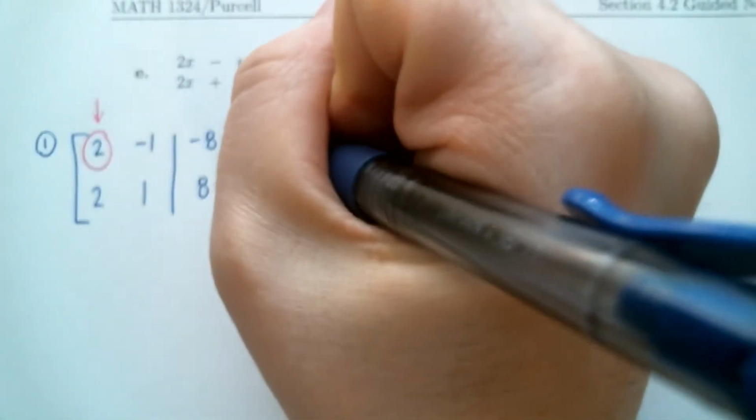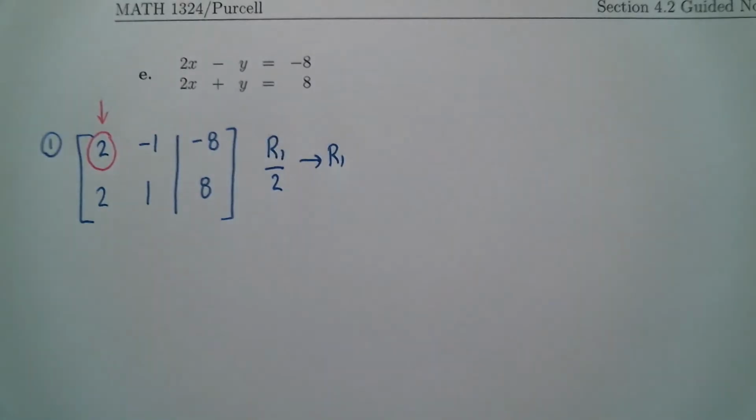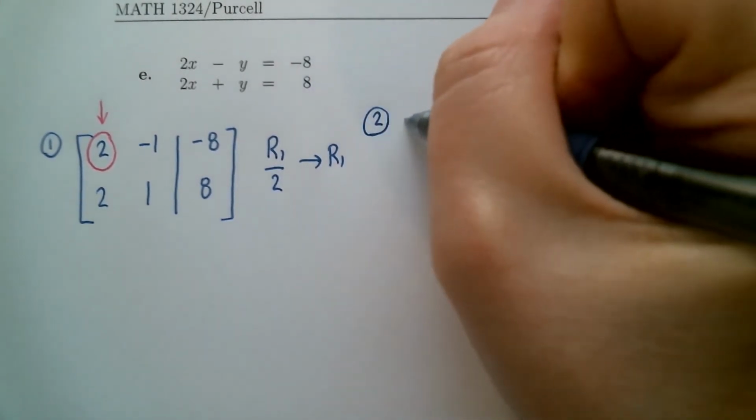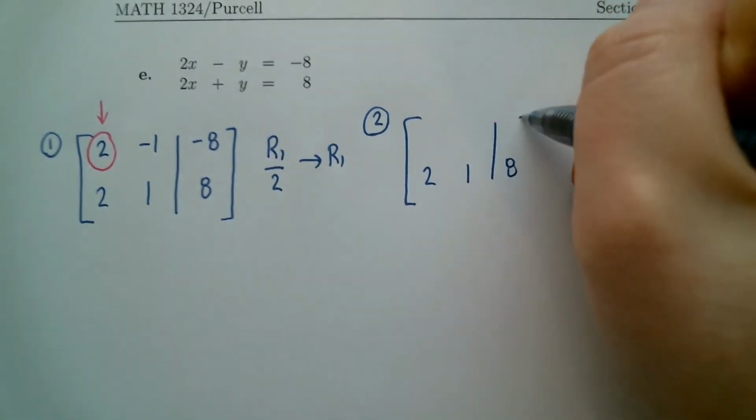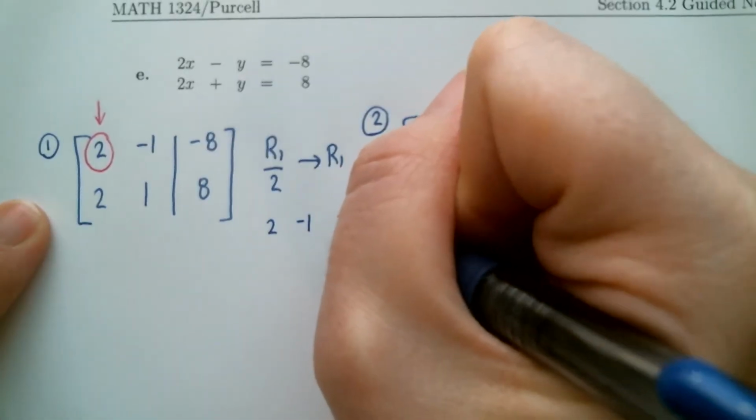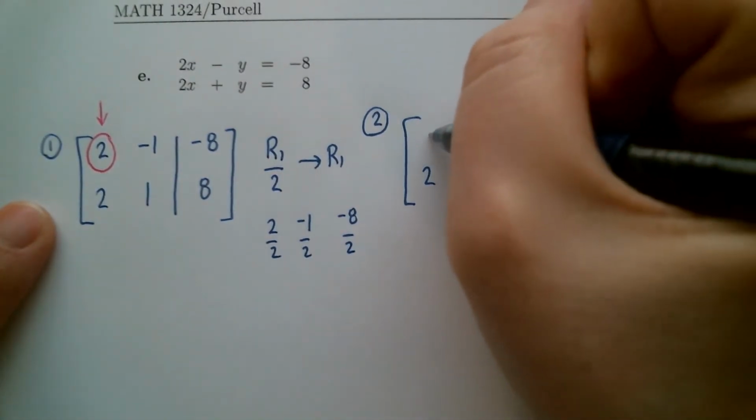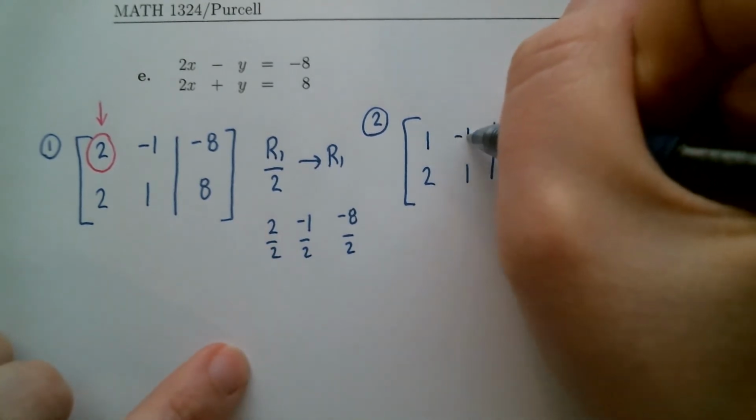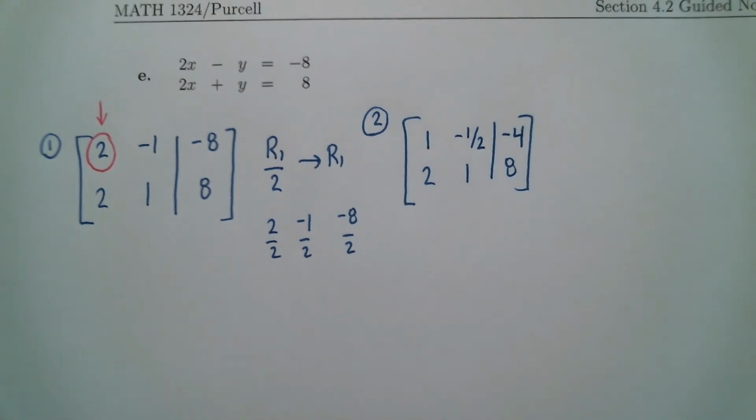So let's go ahead and take row 1 and divide it by 2, and that's going to become the new row 1. So your second matrix, we are only changing row 1, so row 2 will stay put. 2 divided by 2 is 1, negative 1 divided by 2 is negative 1/2, and then negative 8 divided by 2 is negative 4. So that's going to be your second matrix. We do have a fraction, but it is what it is. If you'd rather work with it as negative 0.5, that is fine.